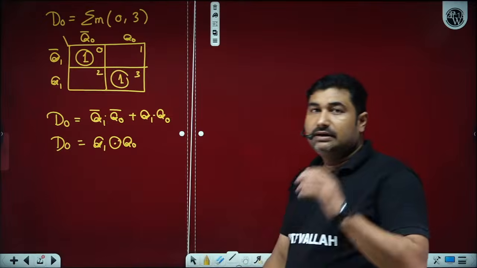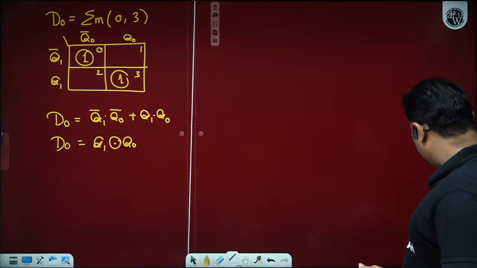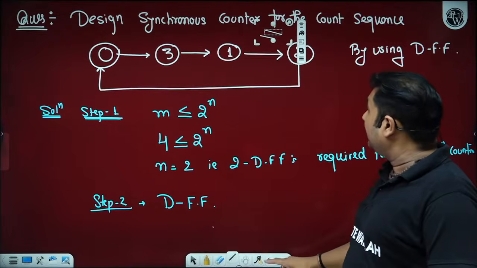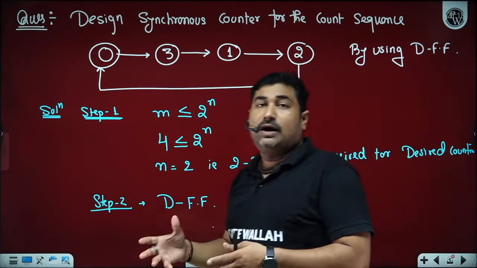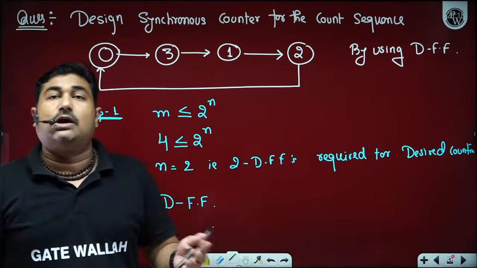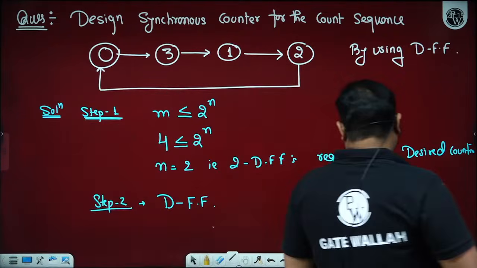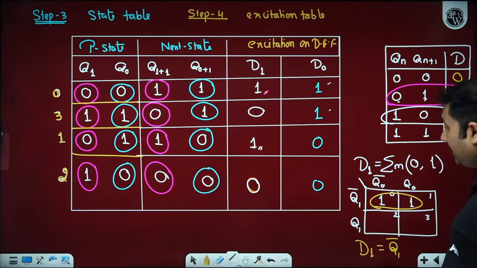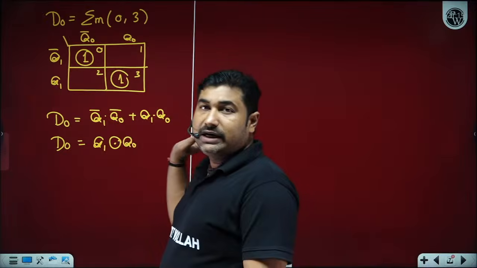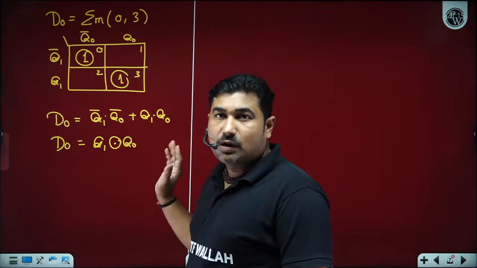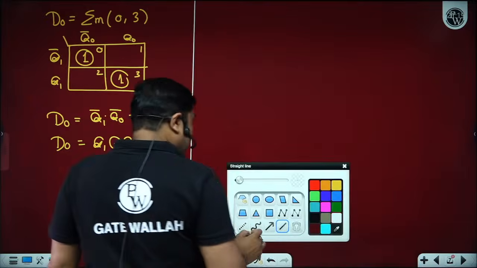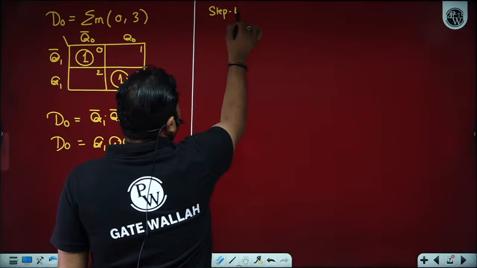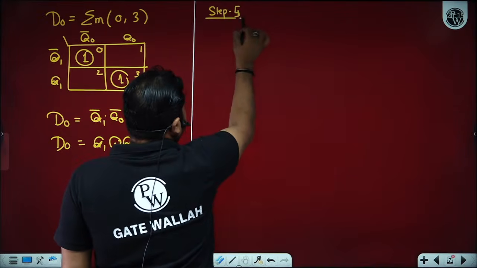Please observe. They may ask you in the synchronous counter, they may give you this count sequence and ask you to find the input required onto the D flip-flop for the required count sequence counter. In the options they will give you these equations: D1 is equal to Q1 complement, or D0 is equal to Q1 XNOR Q0. Maybe they will give the circuit. Step number 4 is your circuit implementation.